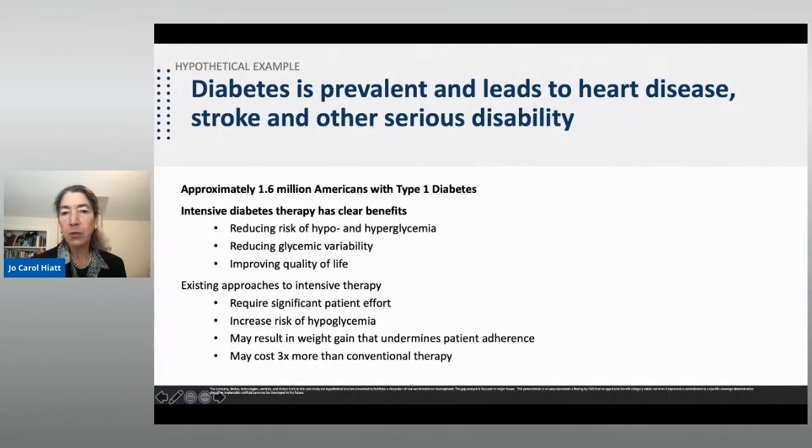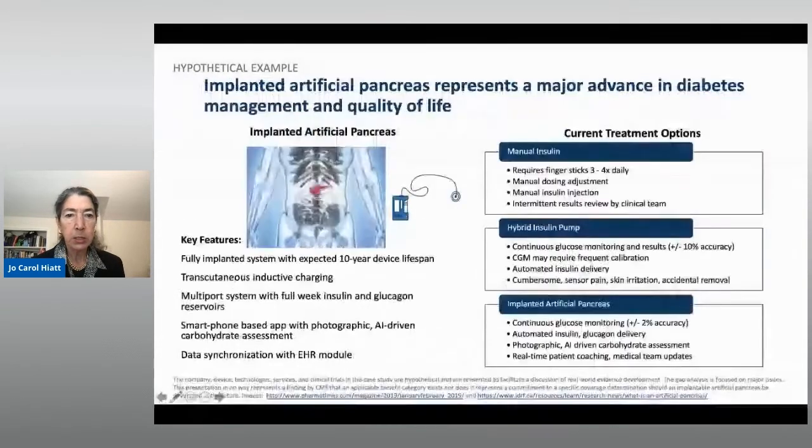There are a lot of individuals with type 1 diabetes who require insulin, which has significant risks and management challenges, as well as complications from the condition itself, with significant disabilities that can ensue. I'm going to go through these quickly. Next, please. So this hypothetical example is everybody's dream for the management of diabetes. It is, as I said, fully implanted.